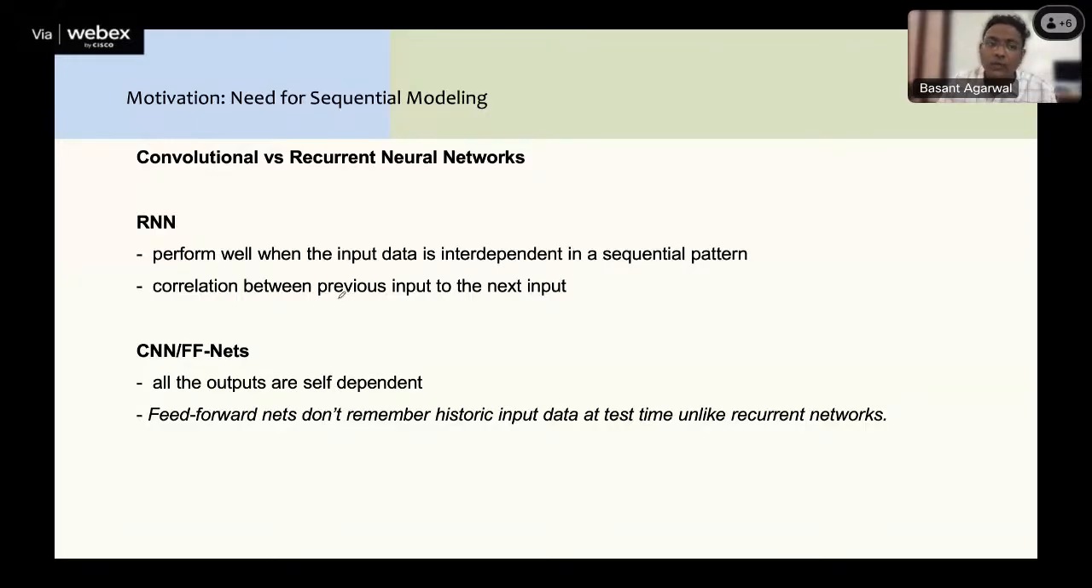Convolutional networks and feed forward networks are for when your output is self-dependent, not depending on previous things, and it will not remember the previous input. Given a fixed length input, it will try to predict the output. If that is the nature of the problem, then you can try a convolutional neural network or a feed forward neural network.